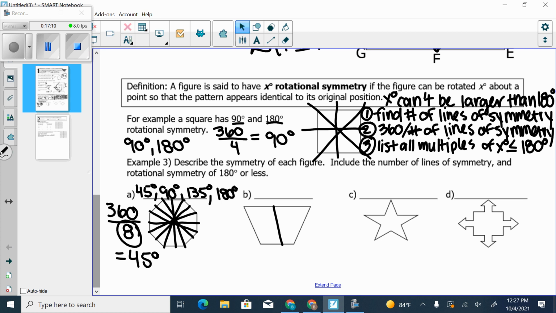Okay, so I would divide 360 by our number of lines, which is just 1. And what is 360 divided by 1? 360. And is that less than or equal to 180 degrees? No. So this one has no rotational symmetry.